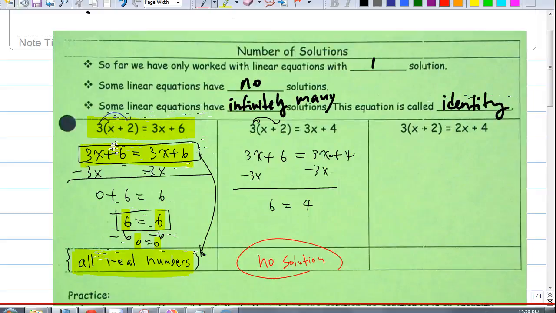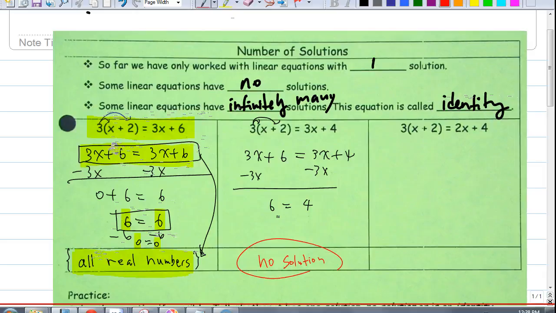Anyway, so does that make sense, guys? So no matter what you plug in, look at this equation, guys. Look. 3x plus 6, right? You get 6 equals 4, right? So no matter what you plug in, there's nothing you could do to make the left side equal to the right side.